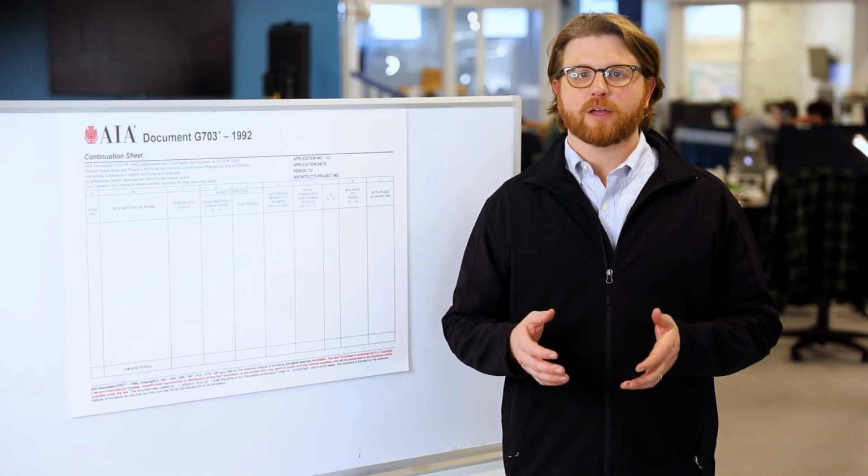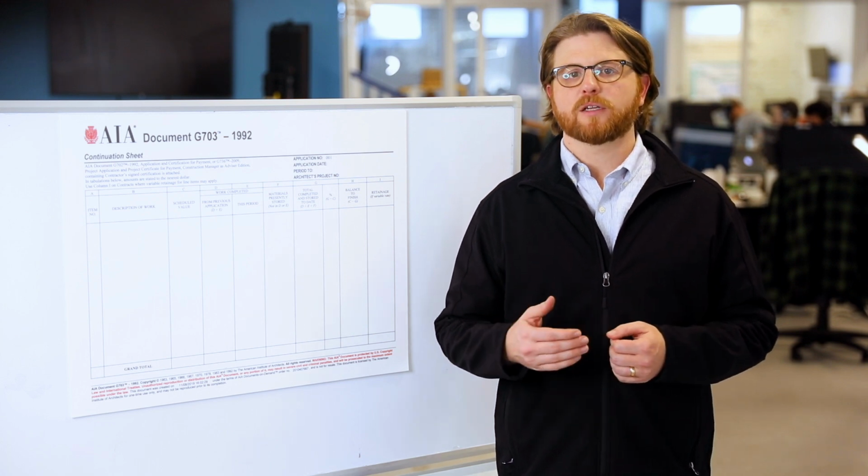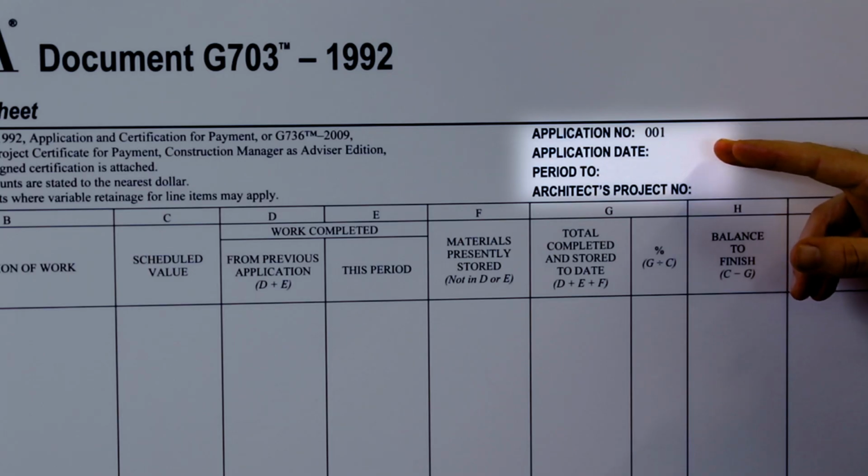The continuation sheet is the more complex of the 3 AIA forms submitted as part of the payment application. It's important to fill these forms out accurately since they build on one another throughout the project. Let's dive into each section of this document, and we'll start with the header.